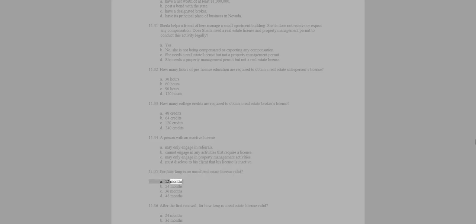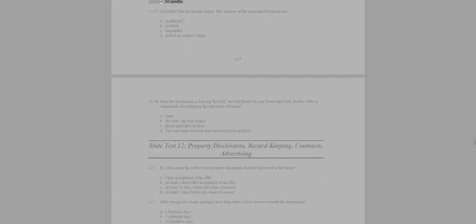11.35 For how long is an initial real estate license valid? A. 12 months. B. 24 months. C. 36 months. D. 48 months. 11.36 After the first renewal, for how long is a real estate license valid? A. 24 months. B. 36 months. C. 48 months. D. 60 months.